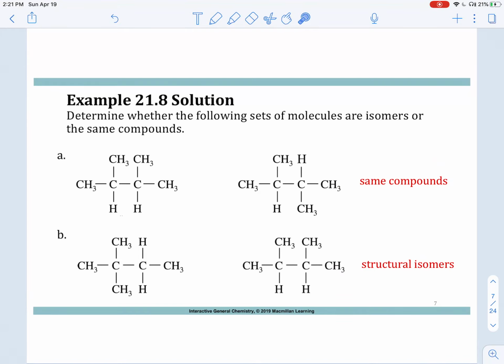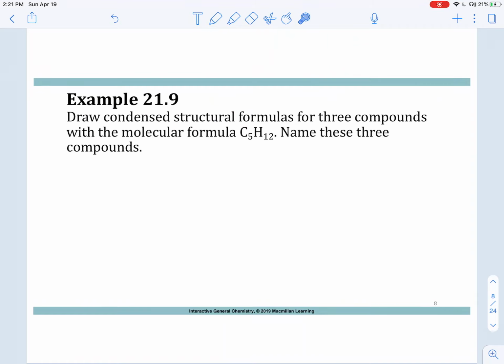So let's practice going back the other direction. This problem says, draw condensed structural formulas. I'll probably draw them expanded at first. You don't have to start by doing condensed. It might be easier to start by drawing them with all the hydrogens. It says draw condensed structural formulas for 3 compounds with a molecular formula of this, and then name them. So we're focusing on C5H12, and let's see if we can come up with 3 different ways to draw that same chemical formula. So go ahead and pause the video here and give that a shot.